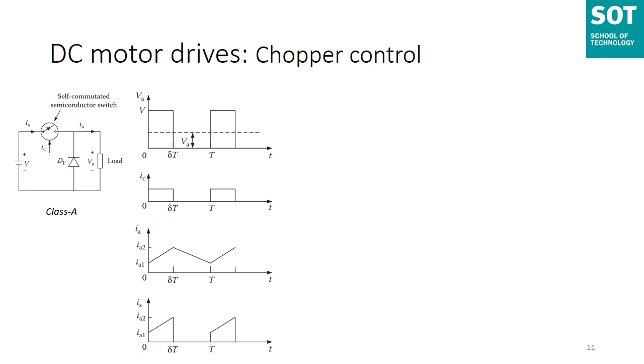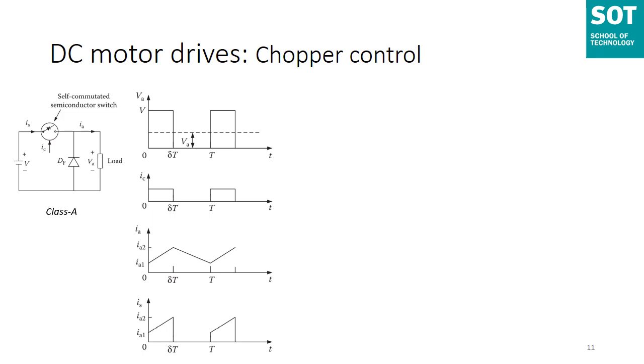During the on interval of the switch, that is when the time t is less than del t, greater than 0 of course, the load is subjected to a voltage capital V and the load current increases from IA1 to IA2, as you can see from the graph 3. The switch is opened at t equal to del t, and during the off period of the switch, that is from del t to capital T, the load inductance maintains the flow of current through the diode DF, as you can see, that is connected in parallel to the load from the circuit diagram.